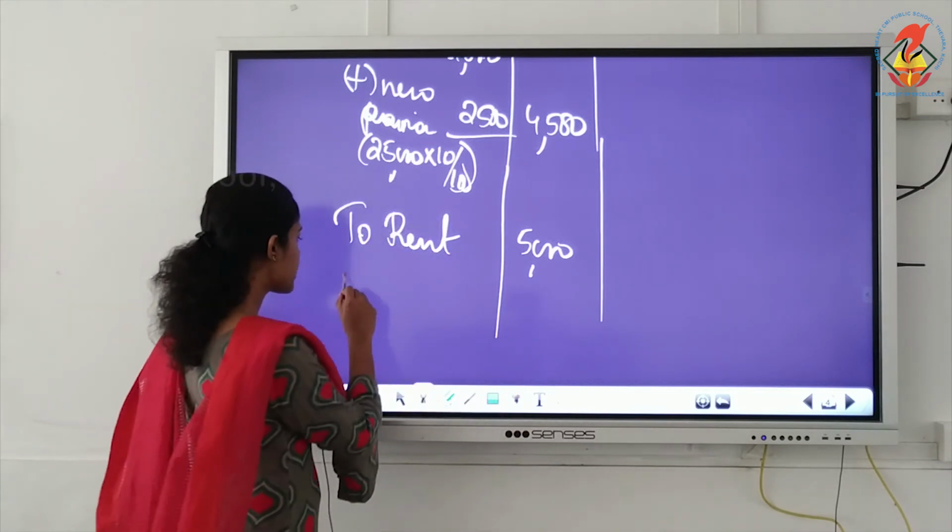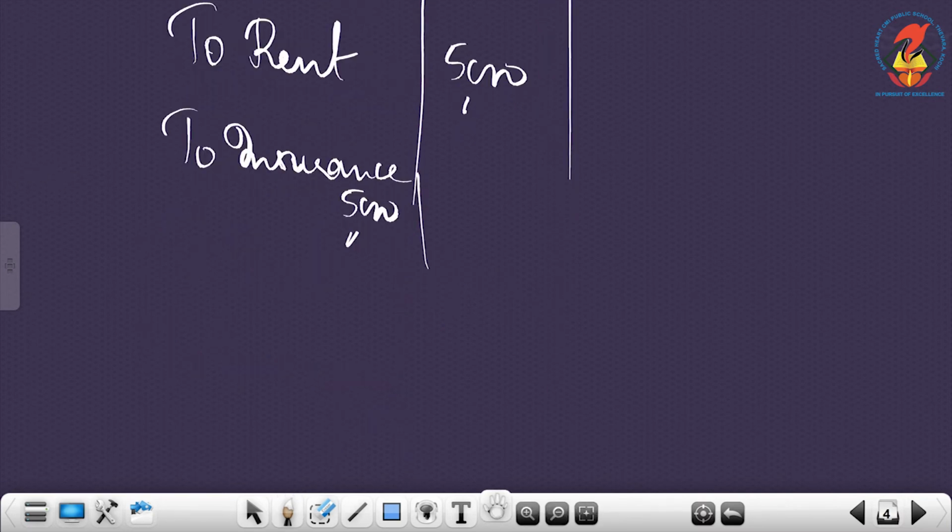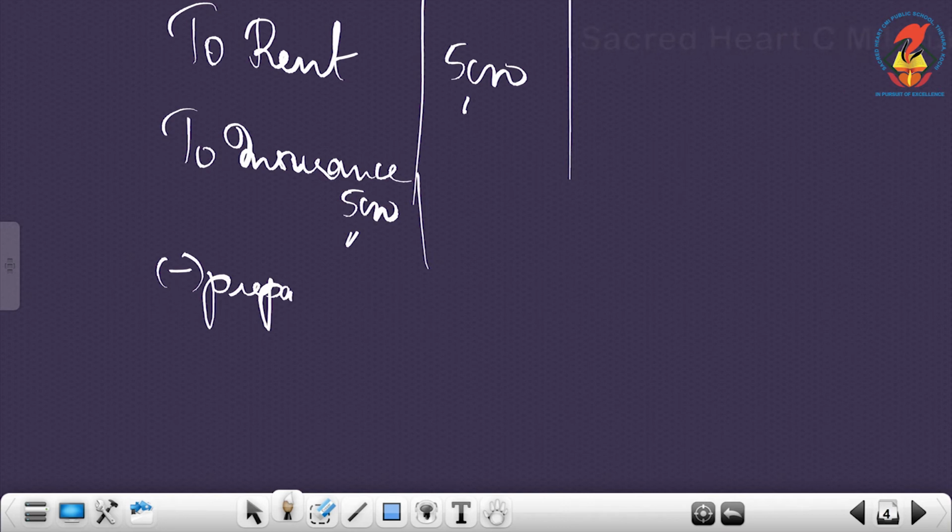So here next is insurance, which is having an adjustment. You can see put a tick mark against insurance. Insurance amount is 5,000. Then there is adjustment for insurance like prepaid, so less prepaid. The amount is 2,000.